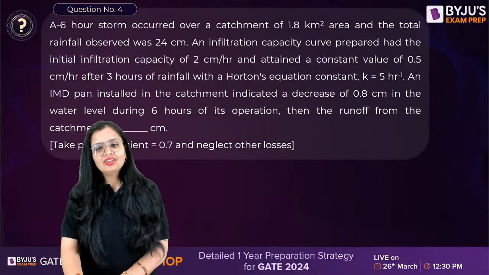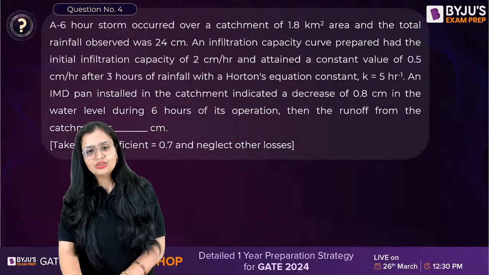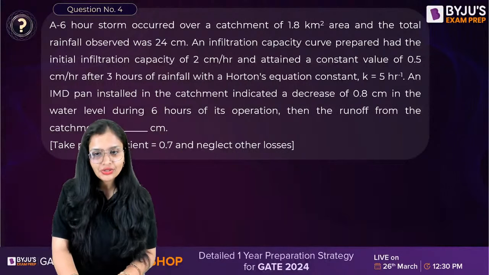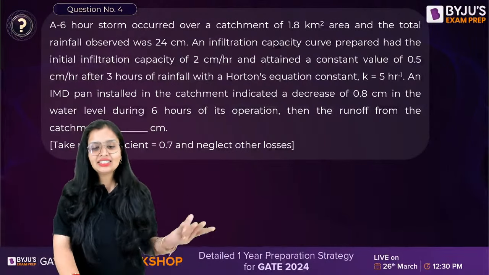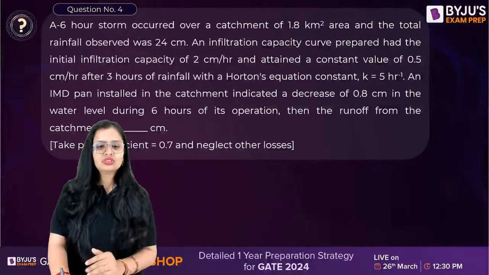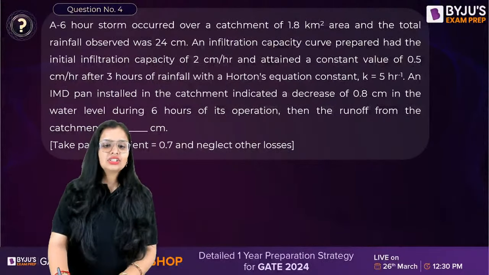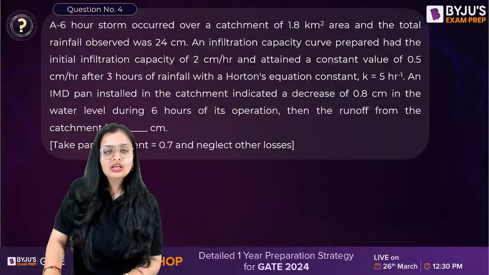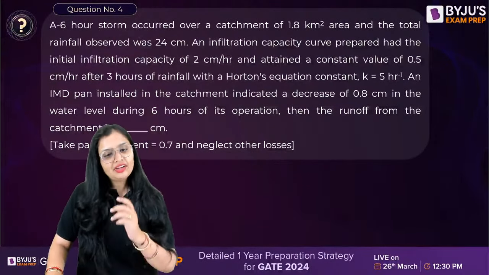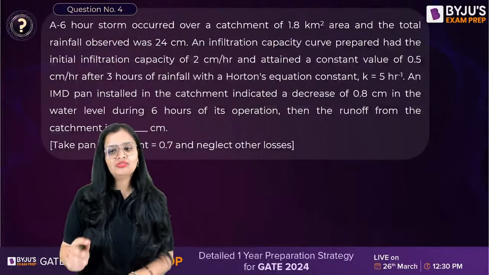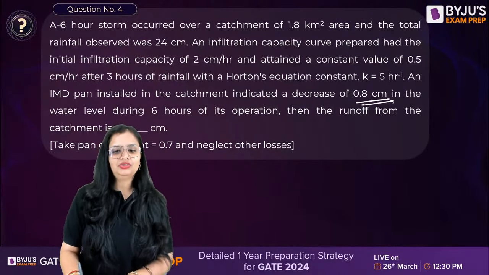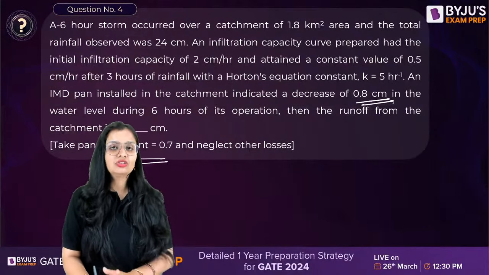A 6-hour event occurred over a catchment of 1.8 kilometers square. Total observed rainfall is given to you. Infiltration at the start is given to you, and infiltration after 3 hours is also given to you. So it is asking you what will be the runoff. Here you have to take the factor of evaporation also. Everything is given to you. Here one more thing is there, that here you have evaporation. So pan coefficient is also given to you.